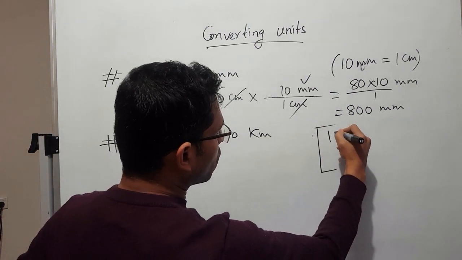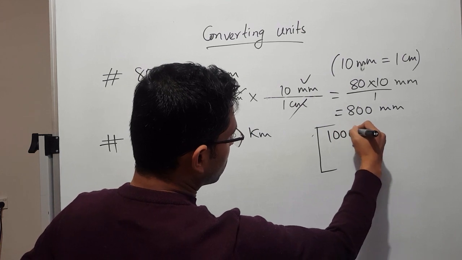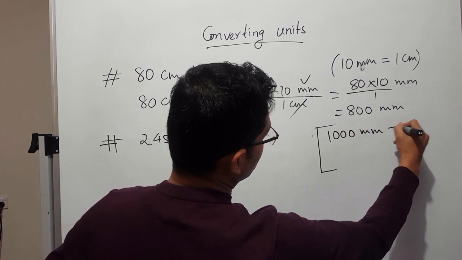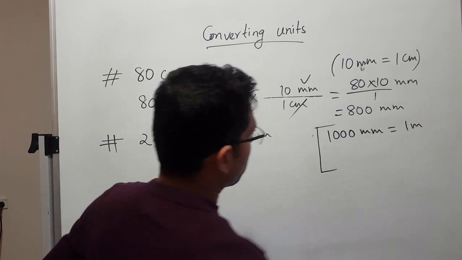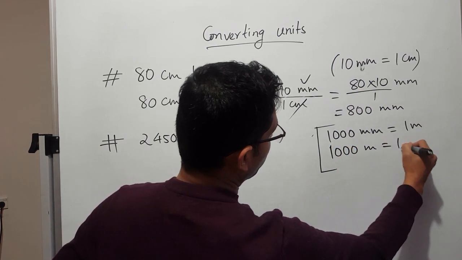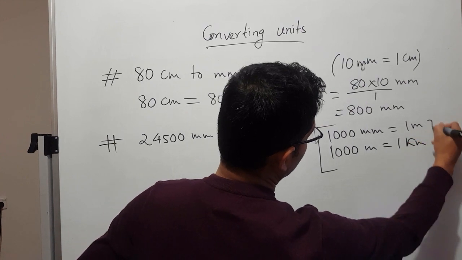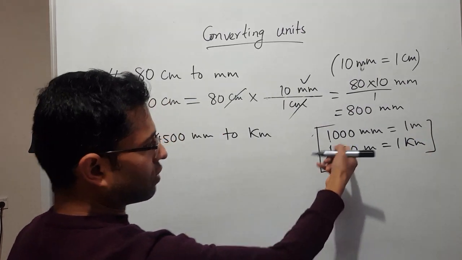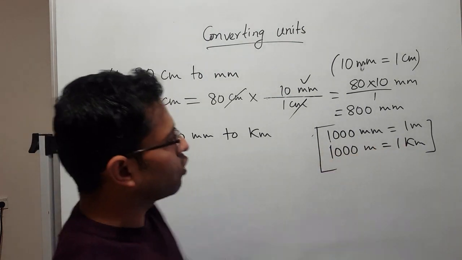So first we can go, okay, 1000 millimeter equal to 1 meter. Then we can go, okay, 1000 meter equal to 1 kilometer. So you see, I am using two conversion factors to reach that kilometer.